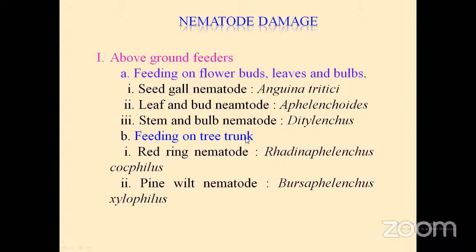And coming to the tree trunk, of course, this has not been reported in India, but for information only, it has been taken up. Red ring nematode, which is in the coconut, wherein above the ground level, if you cut the trunk, you can see the red patch. That I'll show you in the next.